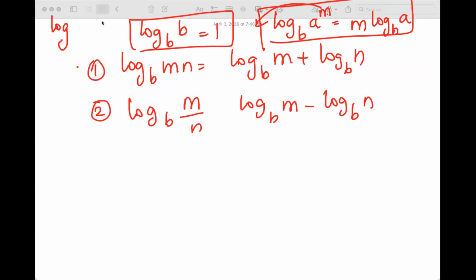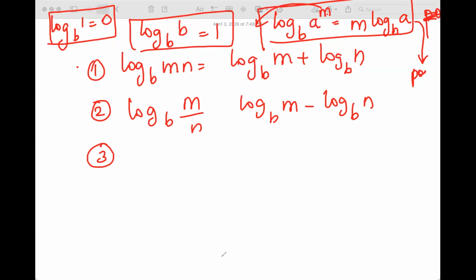Log base b of 1. Log 1, irrespective of the base, is always 0. Okay, and let me put this up and then we will do it next week. As I said, this is the power property. This one is the power property.